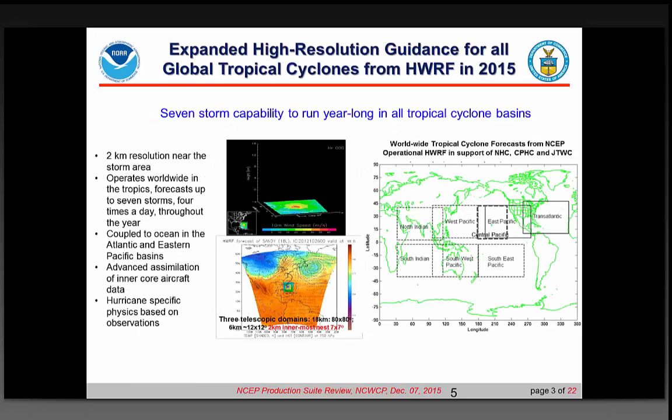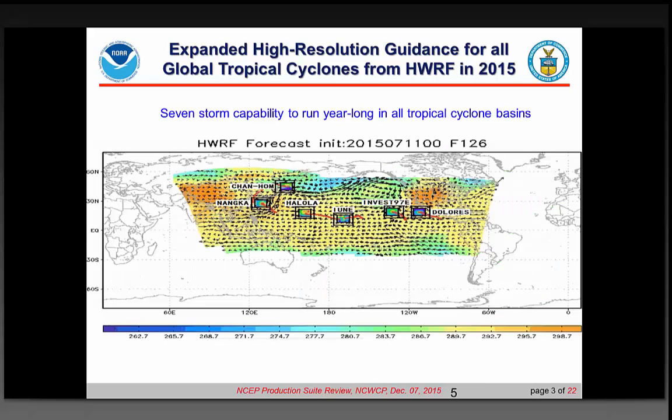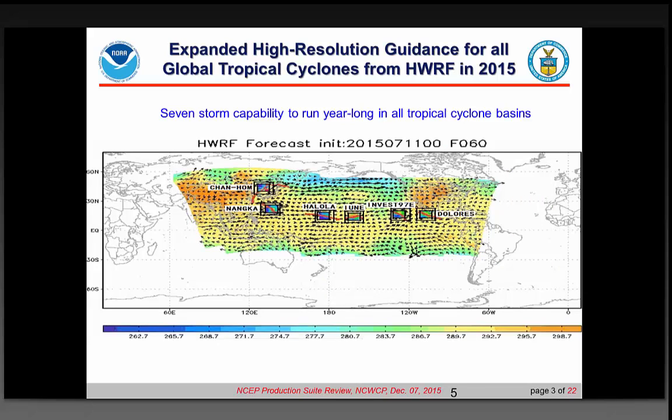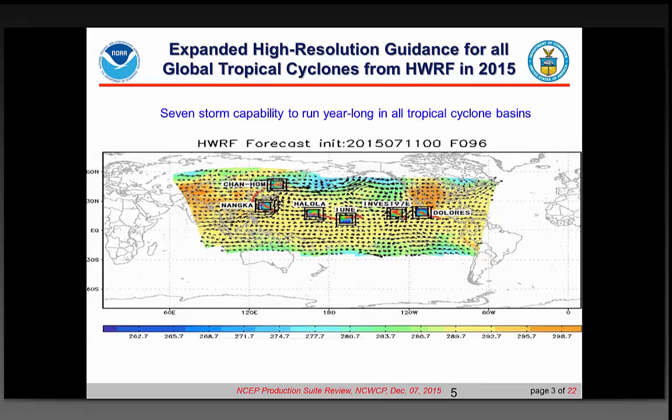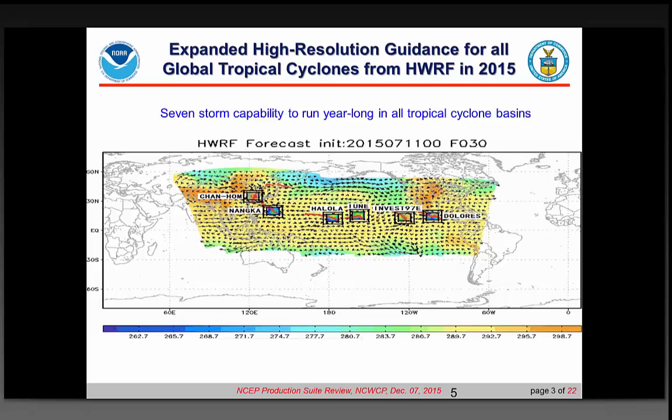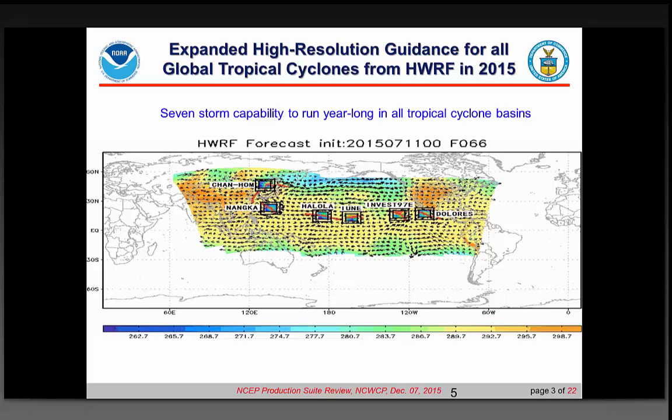So in 2015, we went to 2 kilometers near the inner core of the hurricane, and also went global, all tropical ocean basins in operation. And it has more advanced physics as well as the data assimilation upgrades. So a snapshot from the operational runs, I think the date on July 11th looks like this, 6 storms running simultaneously, providing high resolution guidance for all those storms.